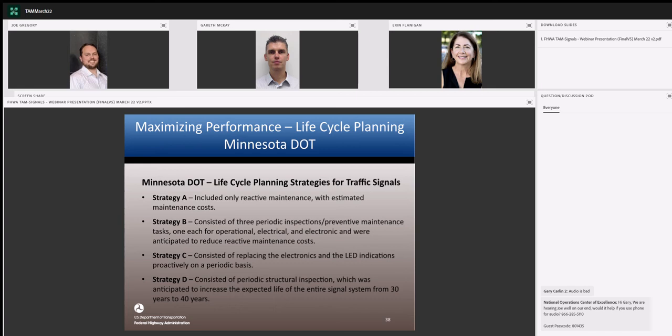Strategy A was just being reactive, having that reactive approach and repairing things when necessary. Strategy B did some inspections and preventive maintenance and looked at what impact that would have on the overall costs. Strategy C looked at an interval-based approach to some of the electronics and LED and proactively replacing those on a periodic basis. And strategy D looked at doing structural inspections and delaying when major rehab or total rebuilds of signal systems was necessary.